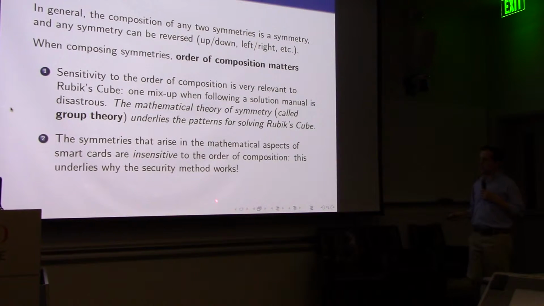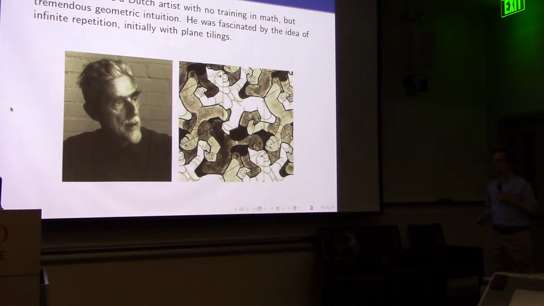But in a completely different direction, there are situations, and we'll come across one a little bit later, in which you have symmetries for which the order of composition does not matter, that if you compose one upon the other in either order, you get the same net result. And those situations, in fact, govern the mathematics behind smart cards. And the reason why the security method works relies crucially on the fact that in those situations, the symmetries are so special that the order in which you compose them actually makes no difference.